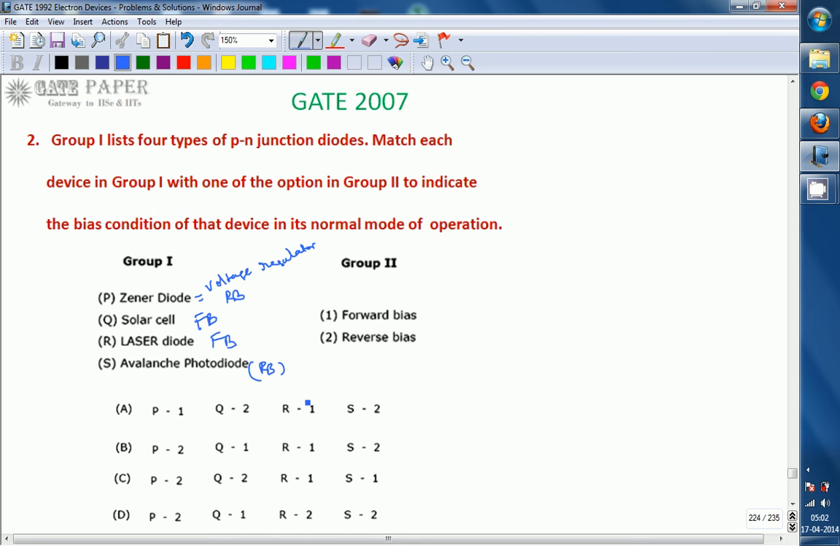So Zener and avalanche photodiodes operate under reverse bias, whereas solar cell and laser diode operate under forward bias. Zener and avalanche photodiodes operate under reverse bias. Solar cell and laser diode operate under forward bias. The answer is option B. Okay, thank you.